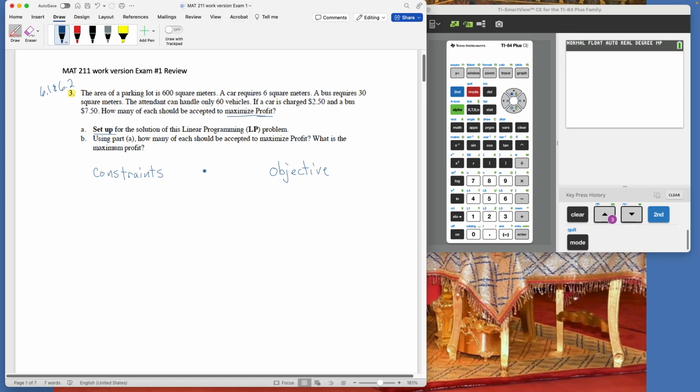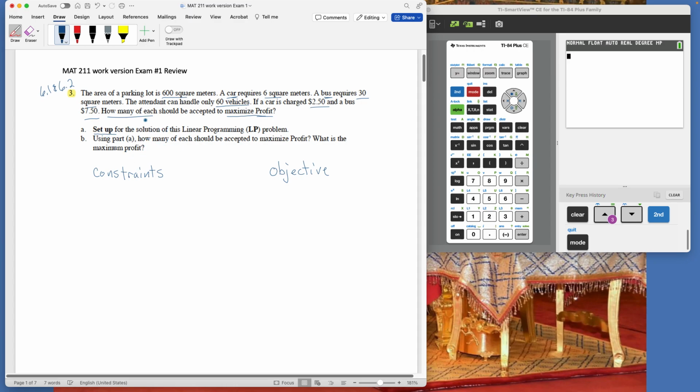So what are our constraints? We come here. Again, I like to read the last part first. How many of each should be accepted to maximize profit? How many of each? Each what? Well, we come up here. We've got a parking lot has 600 meters. Underline that. A car requires 6 square meters. So car, that's one type, and a bus. Car and bus, that's probably what we're looking at. A bus requires 30 square meters. The attendant can only handle 60 vehicles. If a car is charged $250 and a bus $750, how many of each should be accepted for the profit?